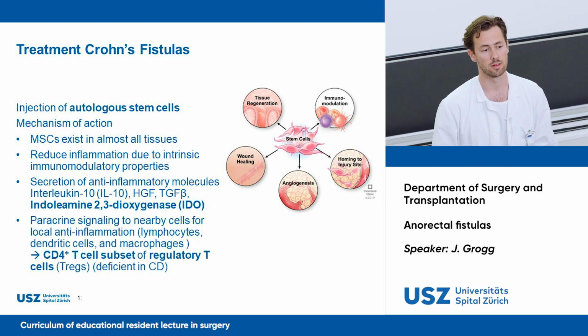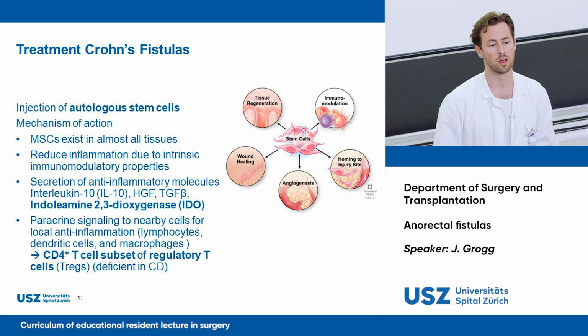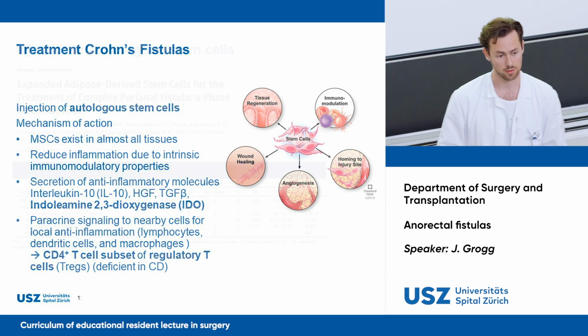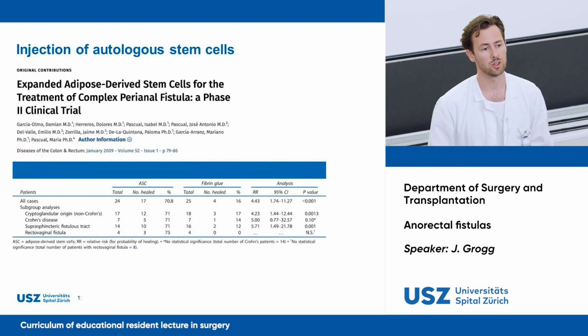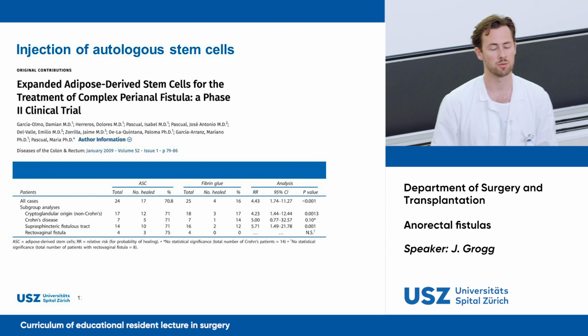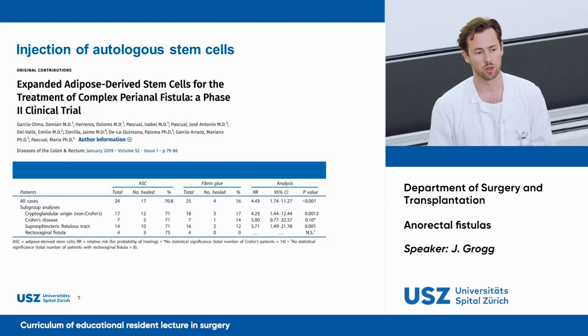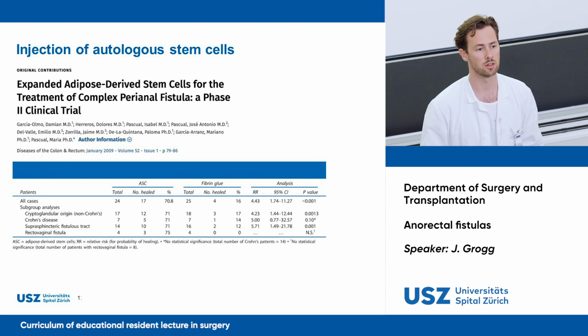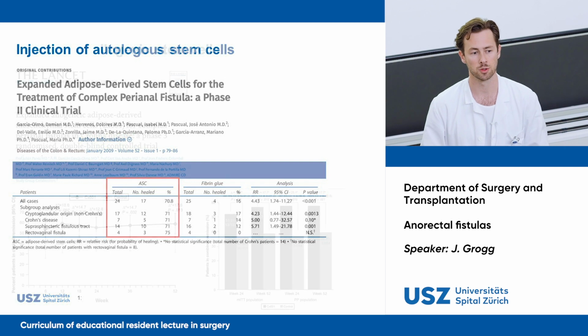And by that, they have paracrine signaling to nearby cells and upregulate especially the CD4+ regulatory T cells, which are known to be deficient in Crohn's disease. So experience with those adipose-derived stem cell injections, mainly the early ones, comes from Spain. Here, a phase 2 and later phase 3 trial by Garcia Olmo showed significantly better healing rates for the patients with the newer treatment compared to the fibrin glue.